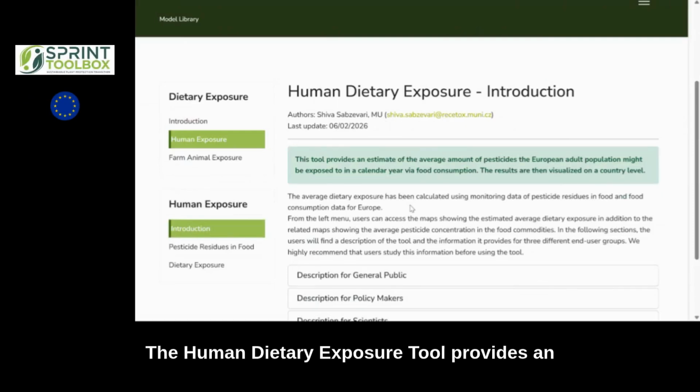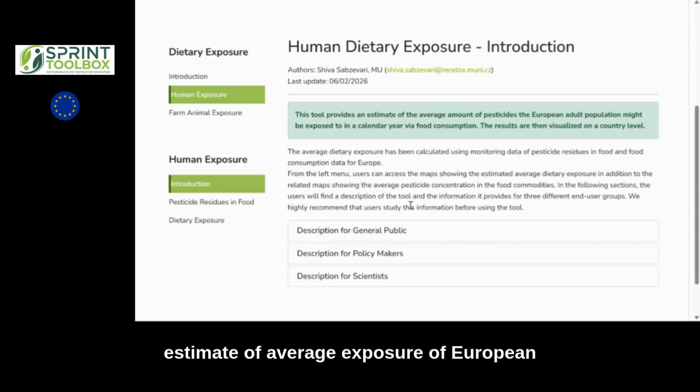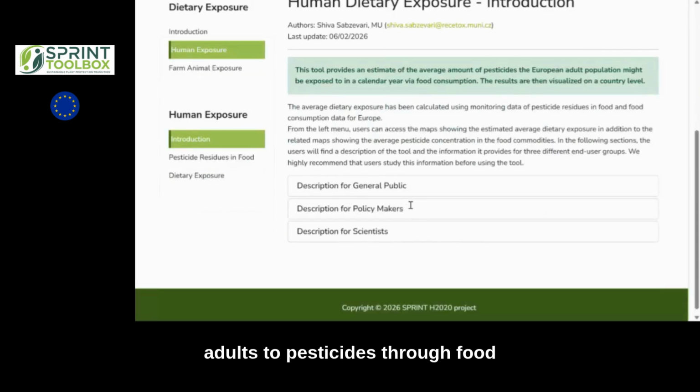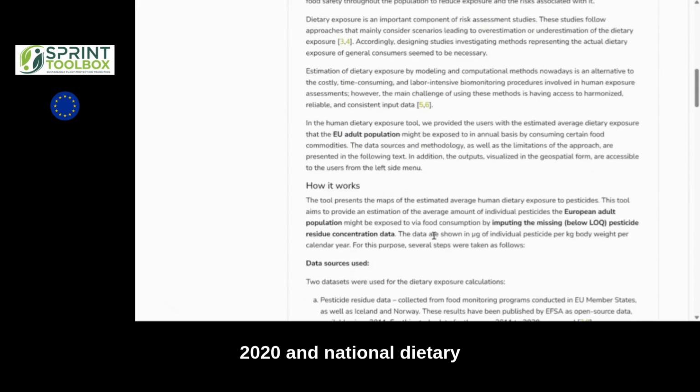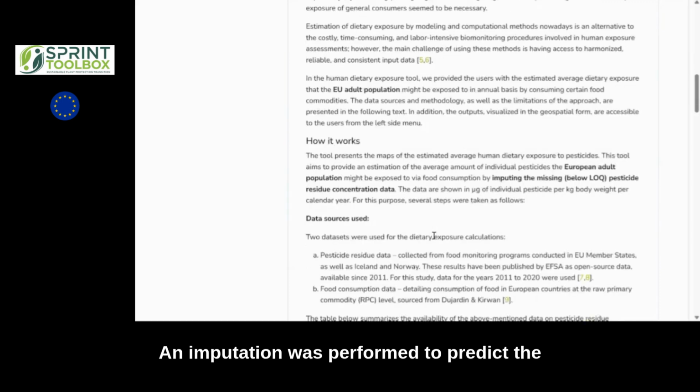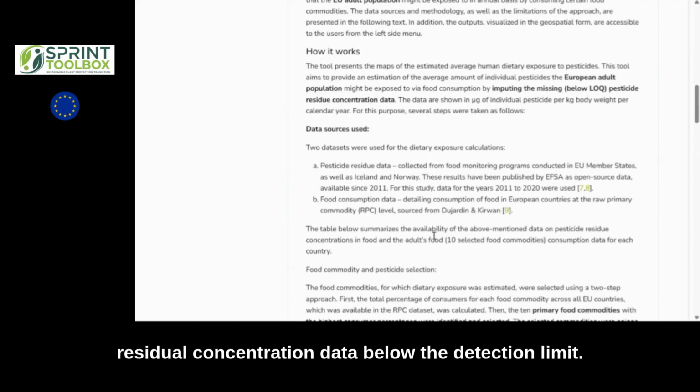The Human Dietary Exposure Tool provides an estimate of average exposure of European adults to pesticides through food consumption. The dietary exposure was estimated using the data from food monitoring programs for the years 2011 to 2020 and national dietary surveys. An imputation was performed to predict the residue concentration data below the detection limit.